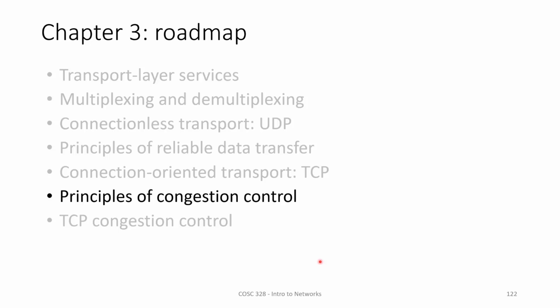So we have discussed all the principles for reliable data transfer and how connection-oriented transport TCP works. There are still some specific and very important concepts left in TCP, and the main one is how it controls congestion. So first we will discuss some principles of congestion control, and then we will see how TCP controls congestion and what its mechanisms are. So we will continue in the next slides.